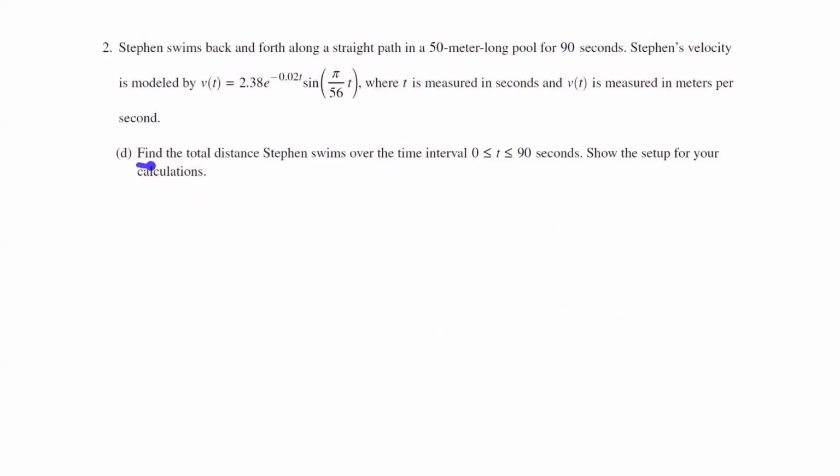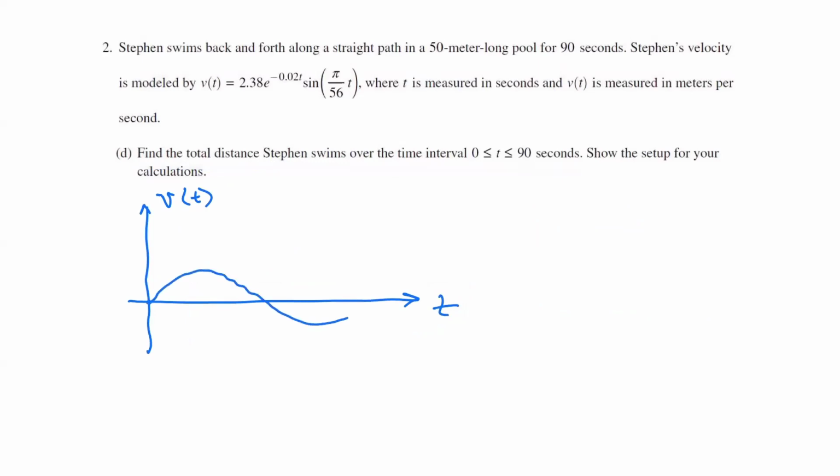In this question, we need to find the total distance Steven swims over the entire time interval from 0 to 90 seconds. And for that, let's again sketch the graph of the velocity. This is about how it looks. This point is 56, this point is 0, and there is somewhere 0.19. And so for the distance, we need to calculate this area here.